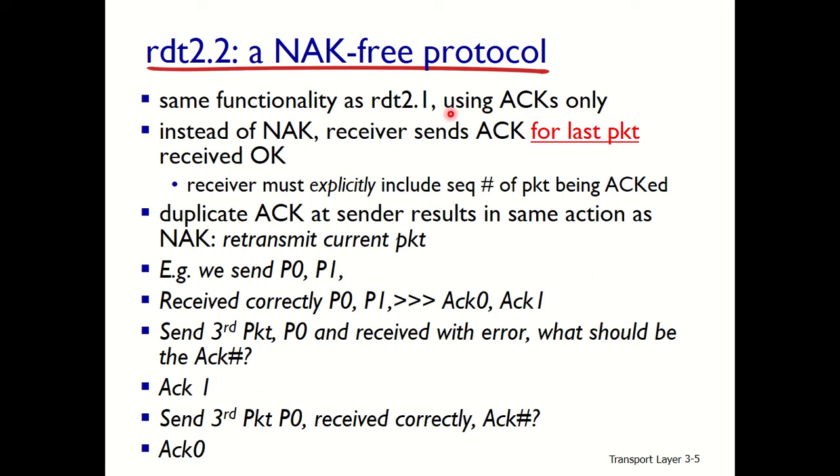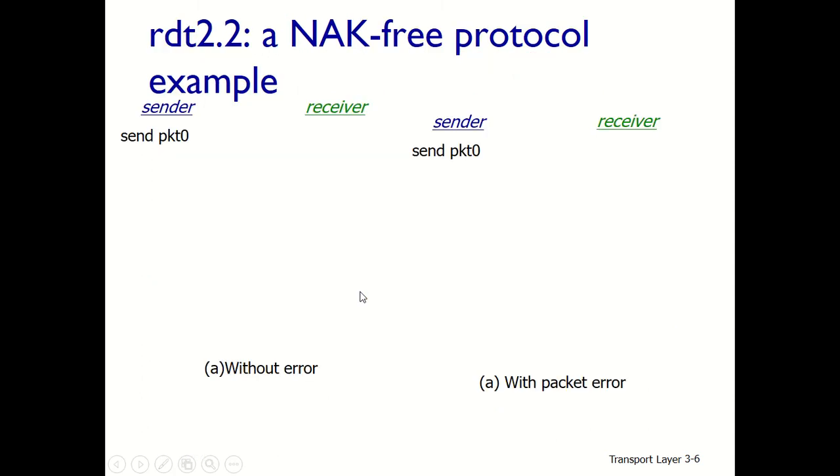So by sending the acknowledgement for the last packet that is received correctly, by including the sequence number with the acknowledgement number, it avoids the negative acknowledgement. So it doesn't need negative acknowledgement. We use only acknowledgement and we get the meaning of both acknowledgement and negative acknowledgement. So I think now it is clear to you. Now let me explain the working of RDT 2.2 through some more examples.